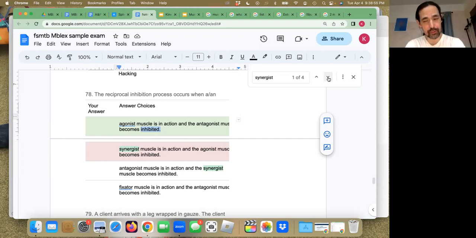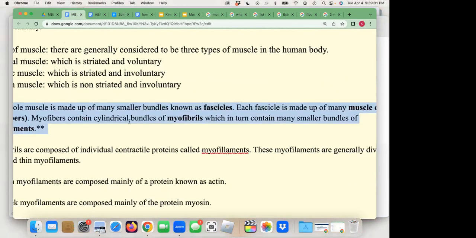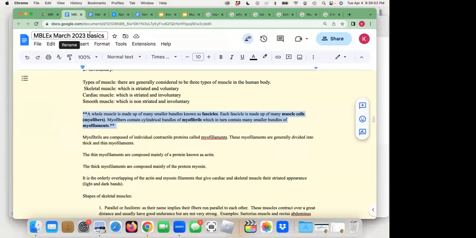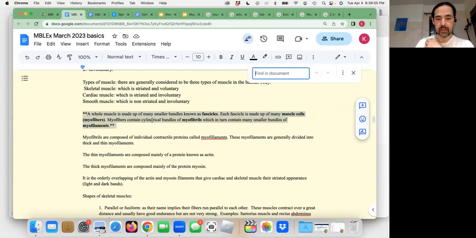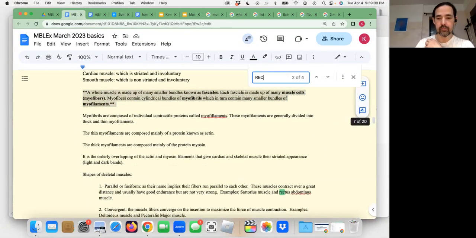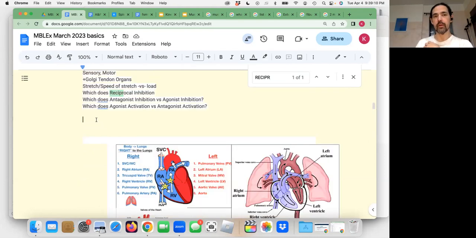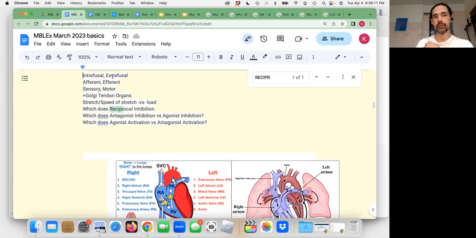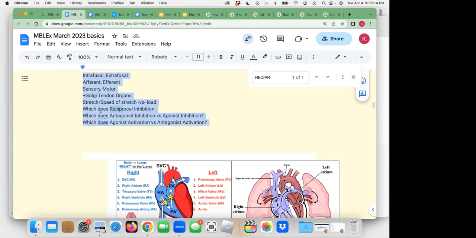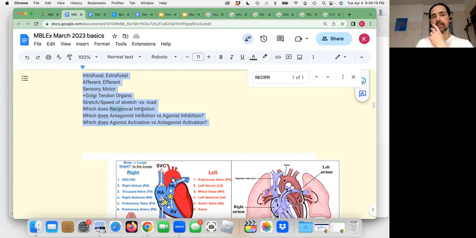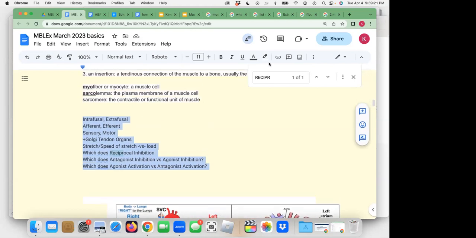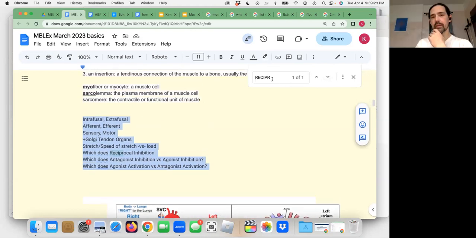It's the intrafusal muscle spindle fibers. You could go to your March 2023 basics and put in reciprocal, or you can put in intrafusal, and it's right here. Which does reciprocal inhibition? Which does agonist inhibition? Oh, actually, it doesn't tell you here, does it? Yeah, it doesn't tell you. I'll put it down for you.